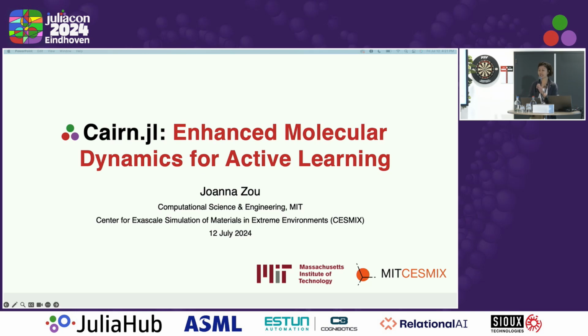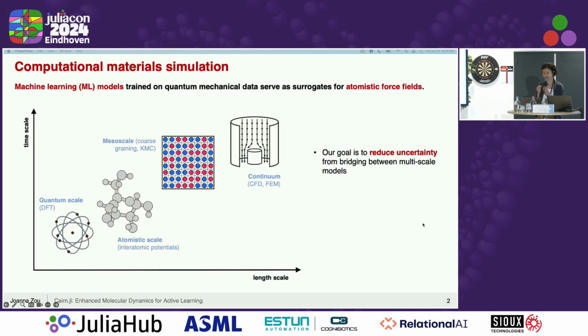I'm a PhD student at MIT and affiliated with a group called Seismics, where we contribute to developing an end-to-end Julia workflow for molecular simulation. And today I'll be talking about a package that I'm developing called Cairn, which is a library of algorithms for enhanced molecular dynamics for active learning.